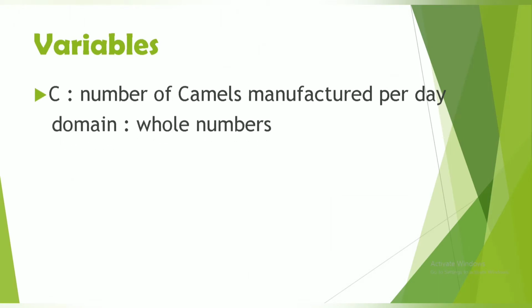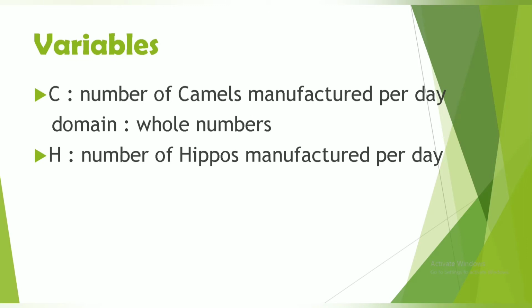Whole numbers means that we don't accept negatives, of course, since we are talking about production. Whole numbers means that we include zero, so we are still open to the possibility that we don't produce any camels. And if we decide to produce one or more, we only accept integers. So the number of camels we manufacture can be one, two, three. We don't accept any decimals. And it goes the same with H.